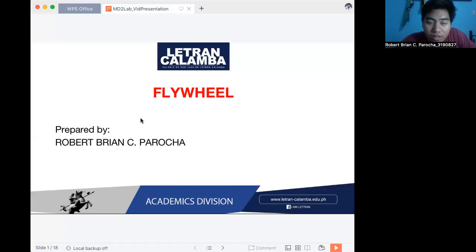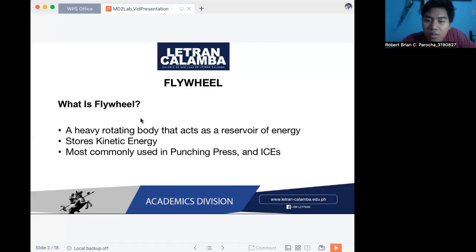Hello, everyone. Today, I'll present to you the flywheel. So, what is a flywheel? A flywheel is something we can see in our car engines, in a water wheel also, in oil pumps, punching press, and so on that are fueled like an engine. So back to the PowerPoint, a flywheel is a heavy rotating body that acts as a reservoir of energy.